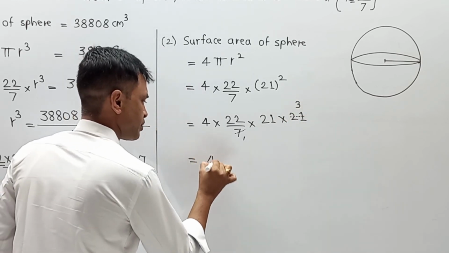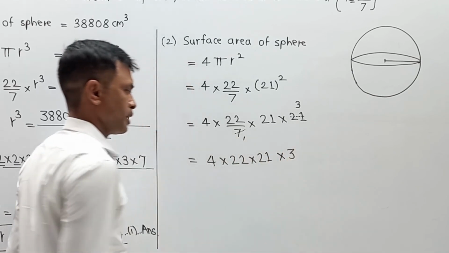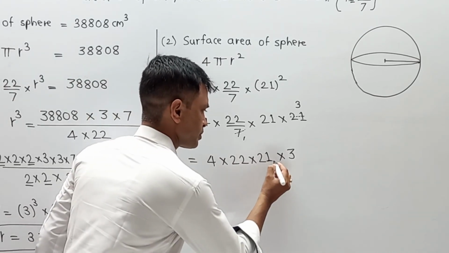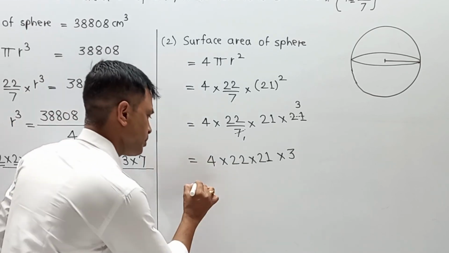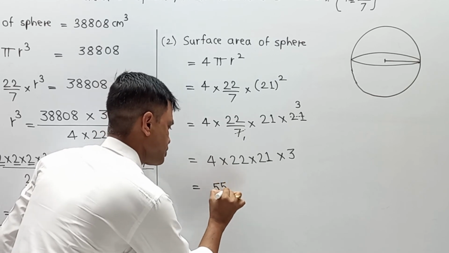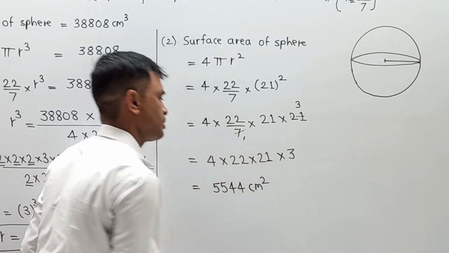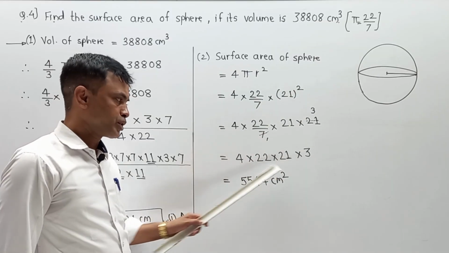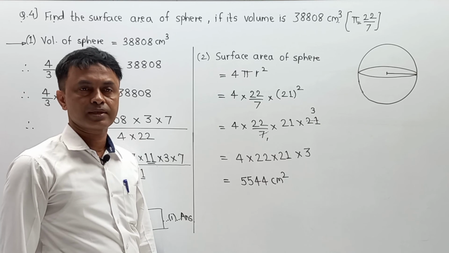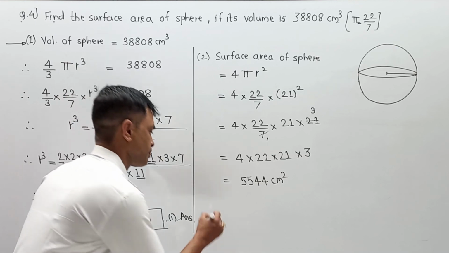So this product becomes 4 into 22 into 21 into 3, and that part becomes 5544, and as it is a surface area, it becomes square centimeter. Now student, I am doing this product directly and writing the calculation. Definitely you have to do the needful calculation by yourself, practice. And this is nothing but surface area of sphere is 5544 square centimeter.